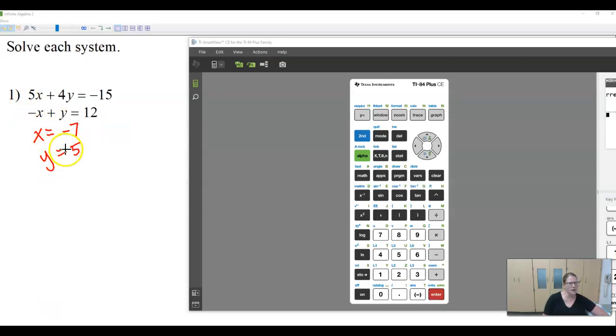Okay, so just like when we did it by hand, we did elimination and substitution, this operation can help us to find that point, the xy coordinate, where these two linear equations intersect. Okay, so let's try another one.